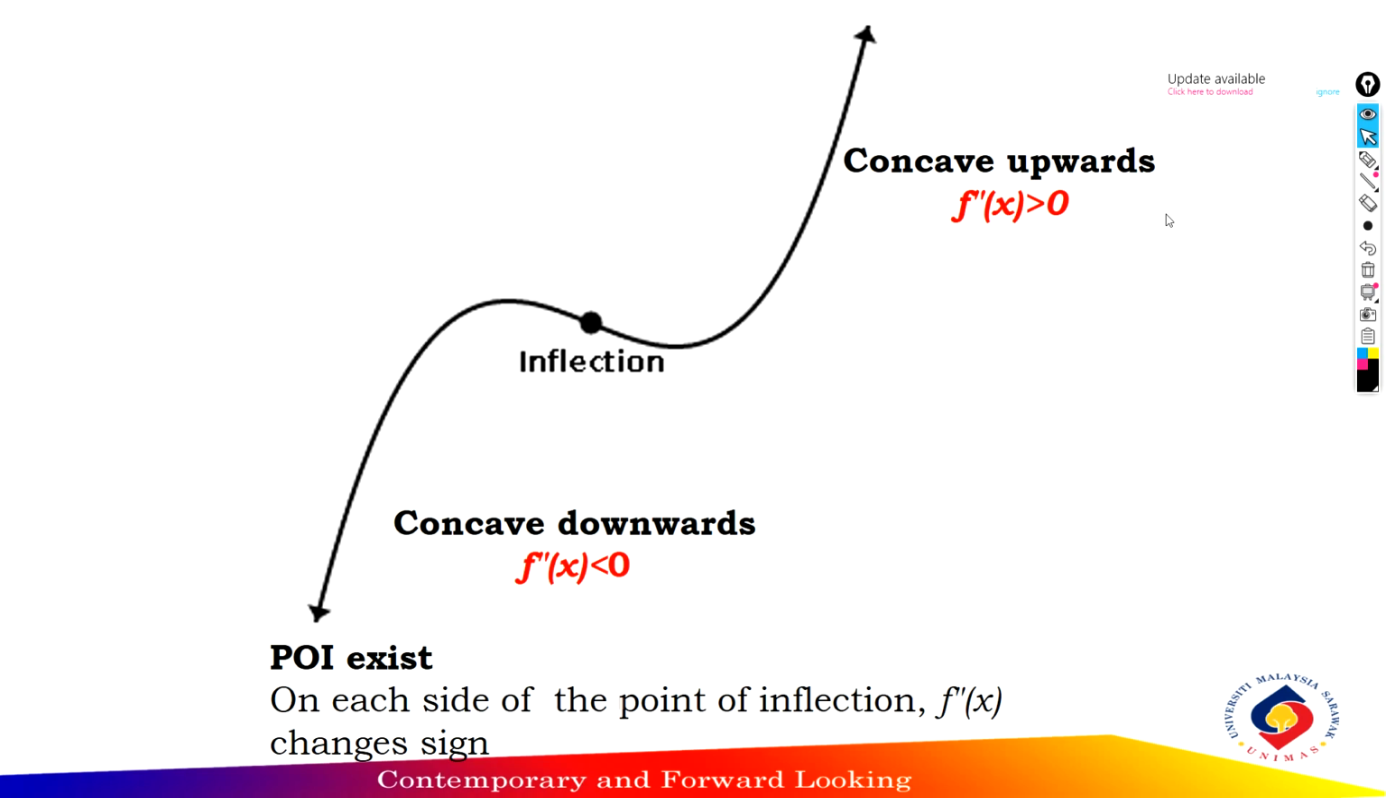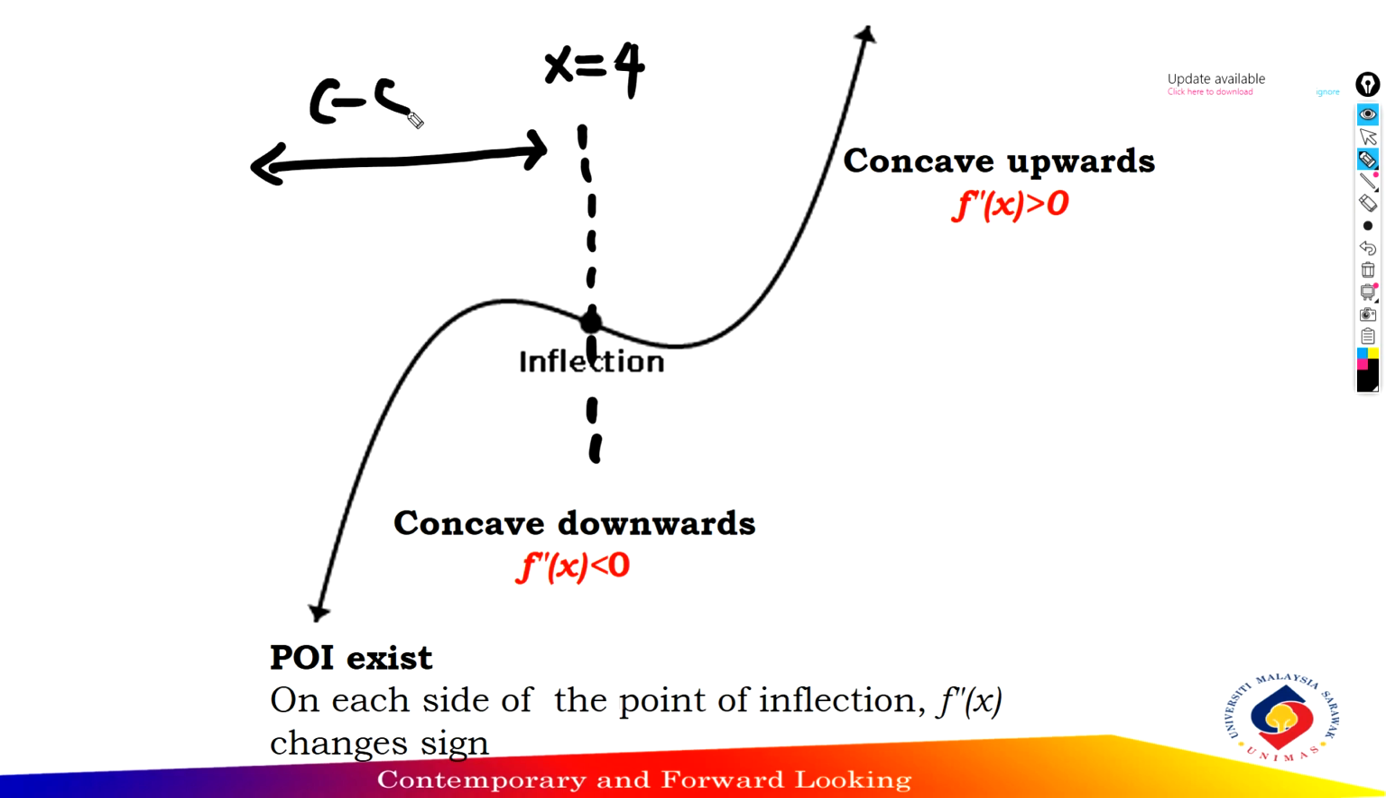Okay, second graph. This one is the graph of the cubic function where f(x) equals x cubed. You check the concavity of the function. Maybe the value of x here equals 4. From the left of the function, you check the interval negative infinity to 4, and the second interval is 4 to positive infinity.